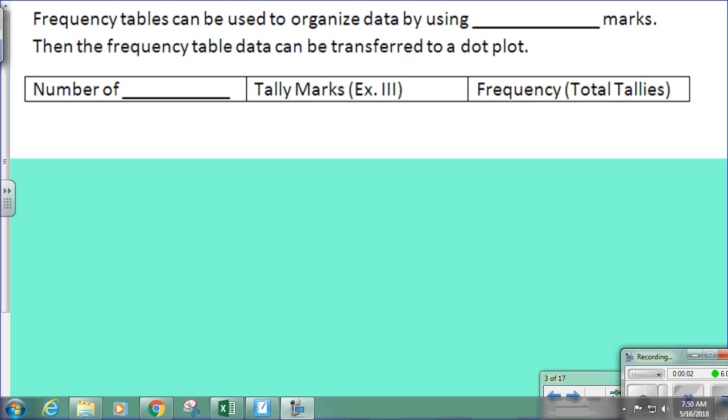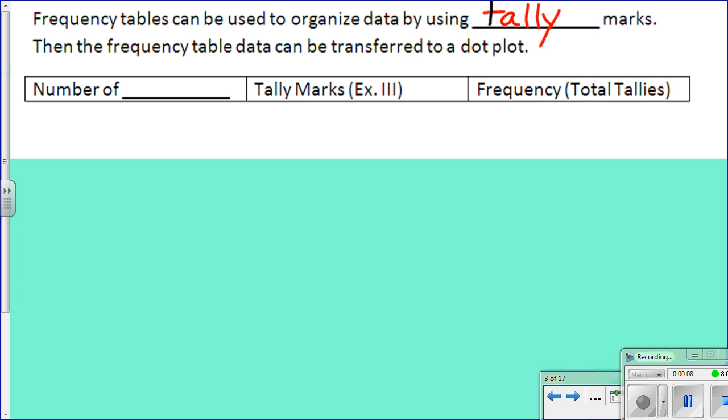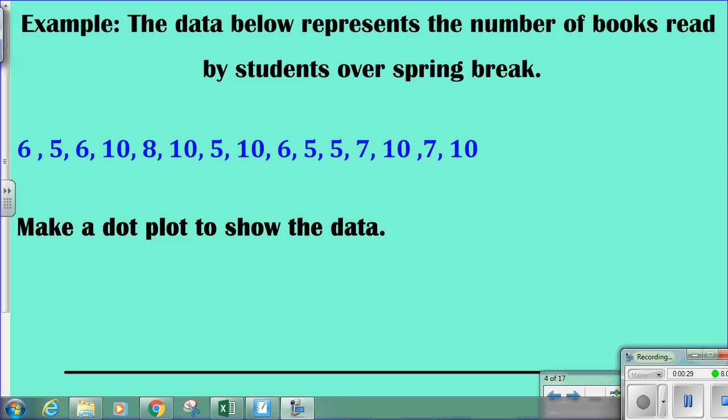Okay, so frequency tables can be used to organize data by using tally marks. Then the frequency table data can be transferred to a dot plot. So I'm giving you an example of how you would set up a frequency table. You'd have number of whatever you're asking, tally marks, and then the frequency are the total tallies. All right, so we're going to take this data.